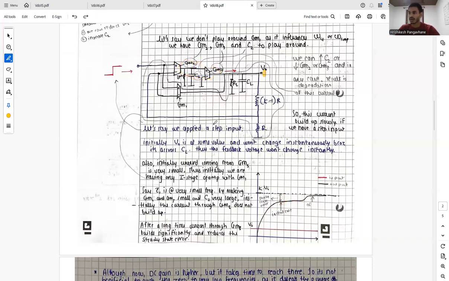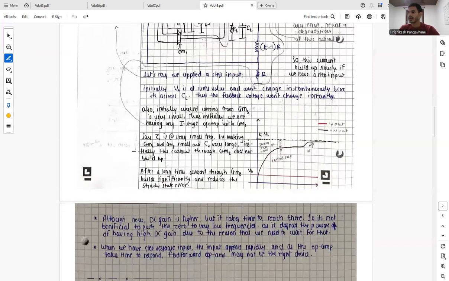After a long time, current through GM3 builds significantly and reduces the steady state error by giving more gain. How? It pushes more current into CL, and thus the steady state error is reduced.